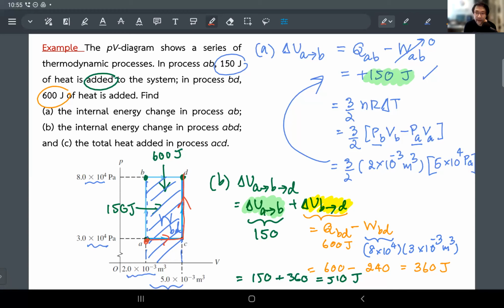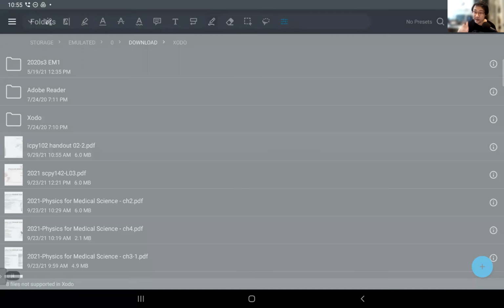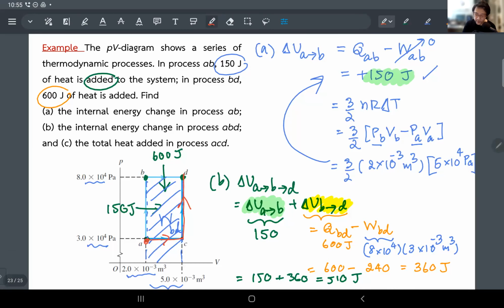Delta U is path independent, so it's 510 joules. That's a good start. Perfect. One thing to keep in mind is that it doesn't really matter how you get from A to D. As long as you get from A to D, the delta U from A to D is still 510. That's already 50% done right there. So this path, the delta U from A to C to D, is still the same value, 510 joules, that we already calculated. So what's missing, guys?